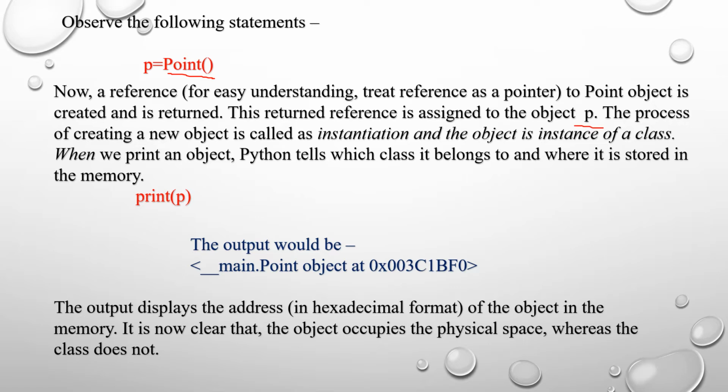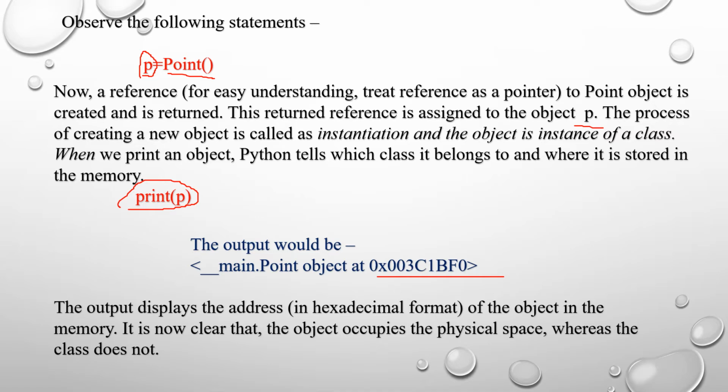So here the returned object is p. The process of creating a new object is called instantiation, and the object is an instance of the class. When we print an object, Python tells which class it belongs to and where it is stored in the memory. So if you print p, the output would be __main__.Point object at hexadecimal address. So this is the address 0x003c1bf0. This address is in the form of hexadecimal.